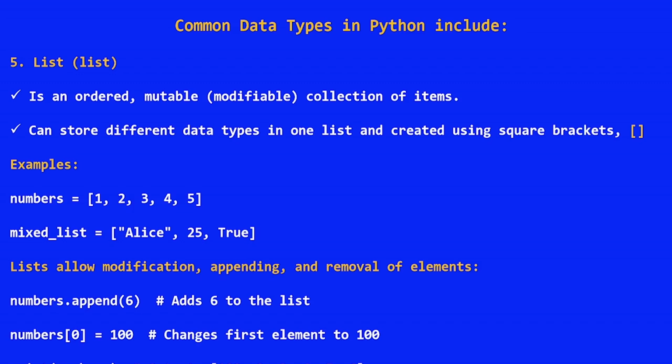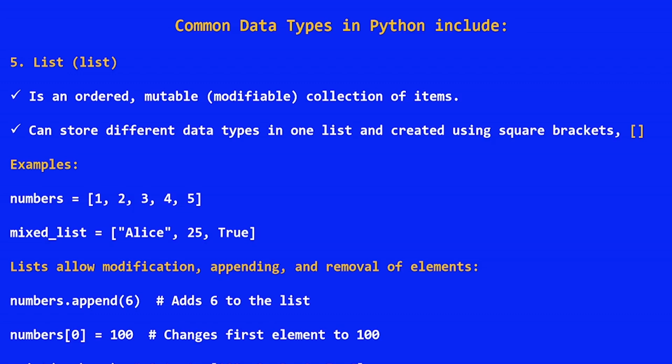Lists allow modification. Appending is like adding something on top of what already exists. We shall see this in practical examples. And we can also remove some of the elements if we don't want them. So for example, if you want to add number 6, you say the name of our list, in this case numbers.append, and then insert the number you want. So it will add 6 to the list.